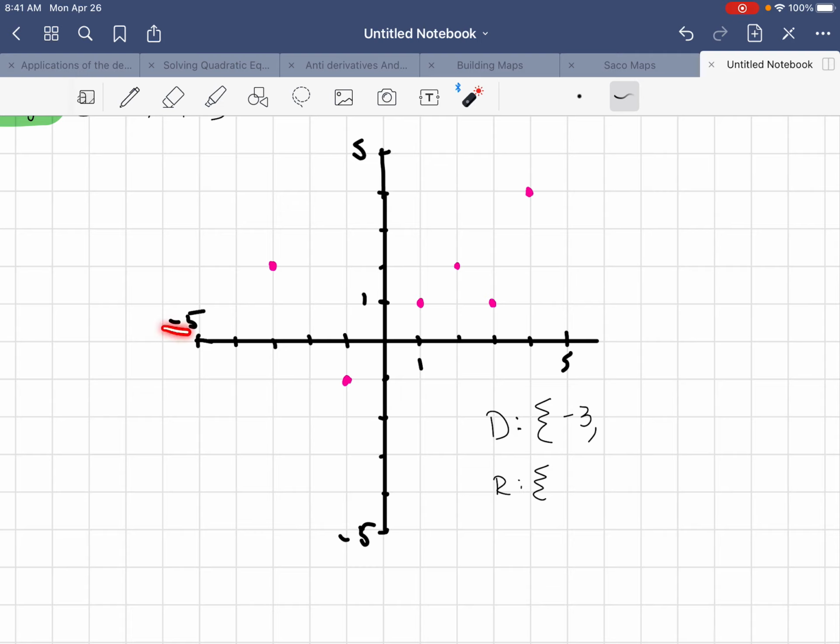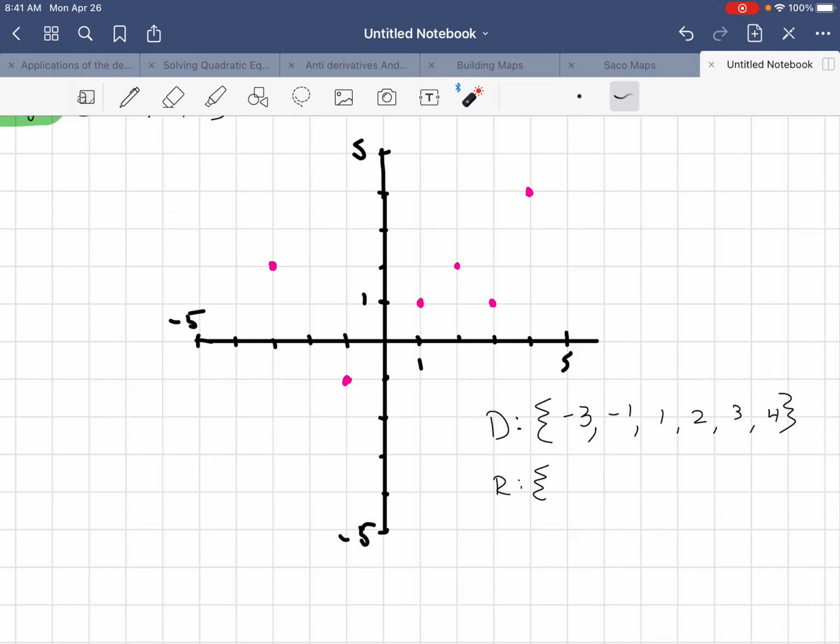The next place left to right that I see a point is here, and the x value is -1. The next place is here. So there's a 1, a 2, a 3, and a 4 as well. 1, 2, 3, and 4. Notice that I go in increasing order here to keep things organized. It's pretty important.